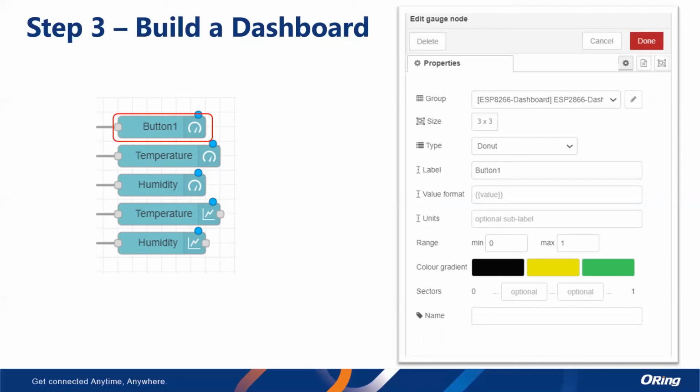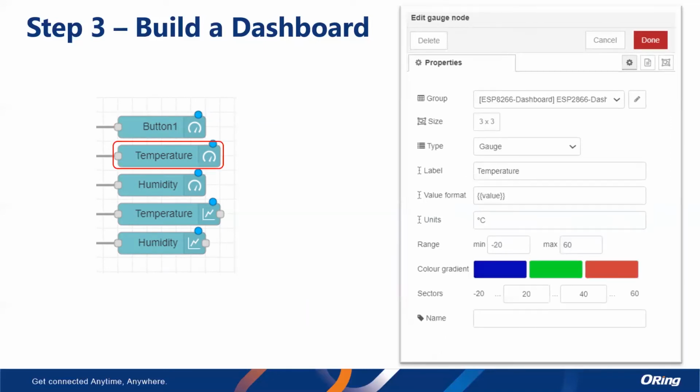In this case, I am grouping these devices to our dashboard group ESP8266. I've chosen the donut type, created button 1 label. You can play with some colors, the gradients. I've chosen black color if the button is not switched, and green color if the button is switched, so turned on. For the temperature gauge, you can always also choose the type of the gauge, create your label, create your units, value format, and how you would like to present the data.